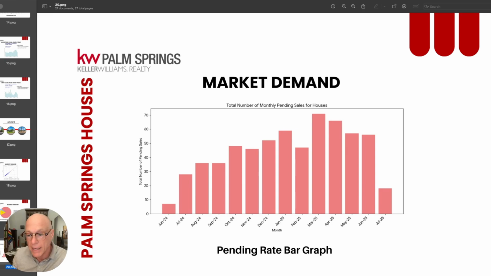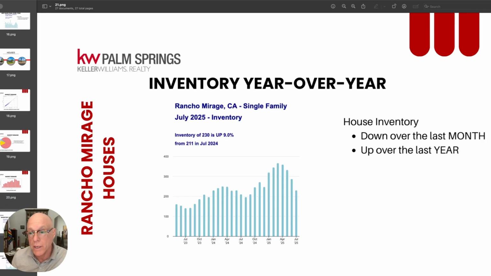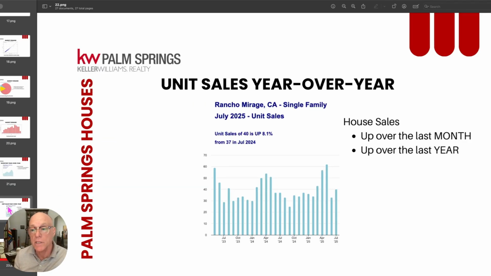And then the pending bar graph, I removed it for the houses, but I just took off August. You can see July pendings are way down. May and June, about level. Again, March was the high water mark for us in Rancho Mirage. And then inventory is down over last month. So again, houses have been absorbed, up over last year. And then unit sales, houses up over last month and up over last year.